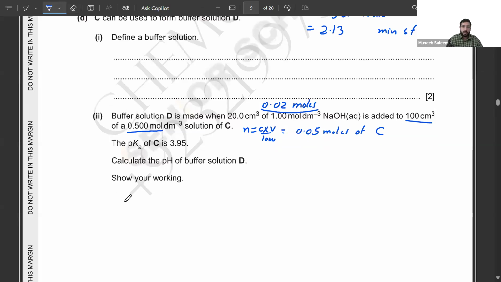Now you remember that the reaction is between the acid plus NaOH. This means that the amount of the acid has decreased by reacting with the NaOH. The NaOH amount came out to be 0.02, which is the lesser amount, and the acid amount was 0.05. Now it says use the formula for the pKa. For the formula of buffer, I will show you my notes again.